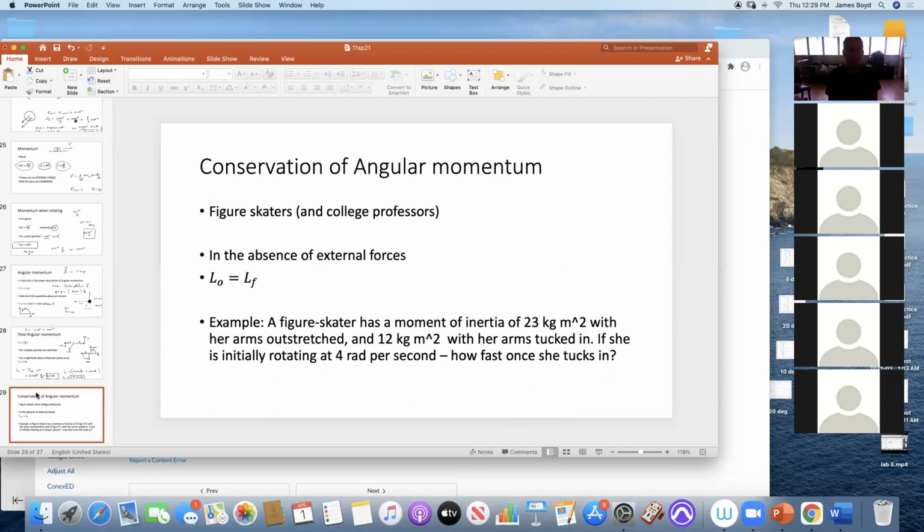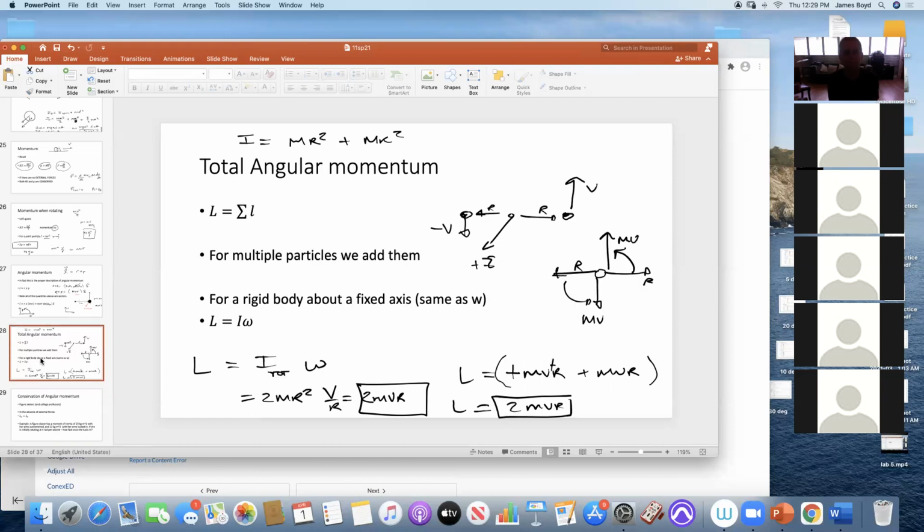Yes, go ahead. If velocity is negative, why do you get 2 mvr and not 0? Because r is also negative. R for this guy is also negative. Is r a vector? Yep. Everything's a vector. I thought it was a distance. It is a distance to the left. It's got a magnitude, R.